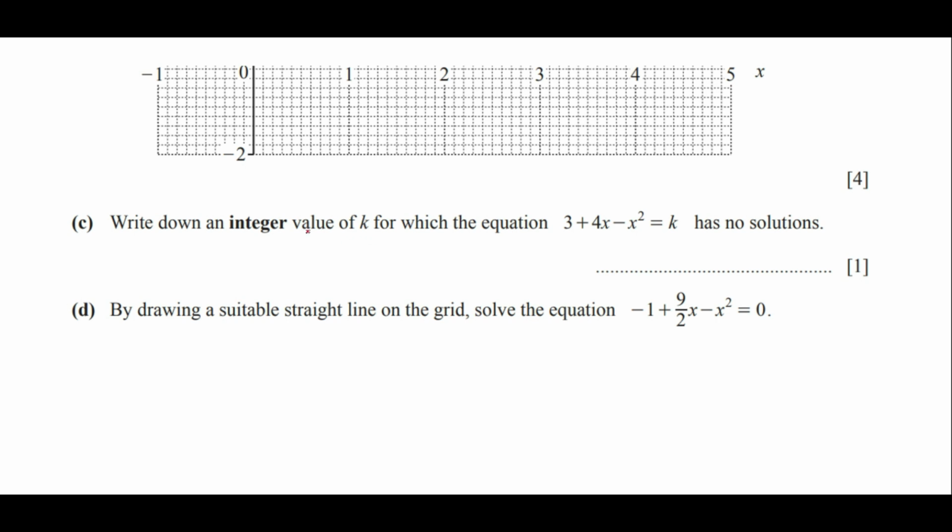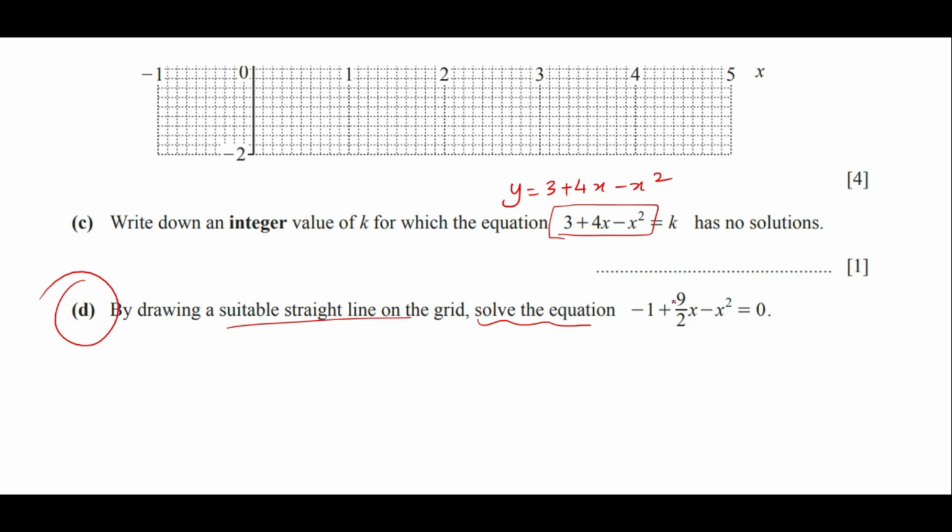Now this question has nothing to do with the previous question that we solved. This is an entirely new one, and this is also a graph-based question, and this is the part which was confusing for most of the students. Now by drawing a suitable straight line on the grid, solve the equation negative 1 plus 9 over 2. Now if you check these two functions, this is the function which you have already plotted. If you look at the first part of the question, you can see that this is the function that you had, which is 3 plus 4x minus x squared.